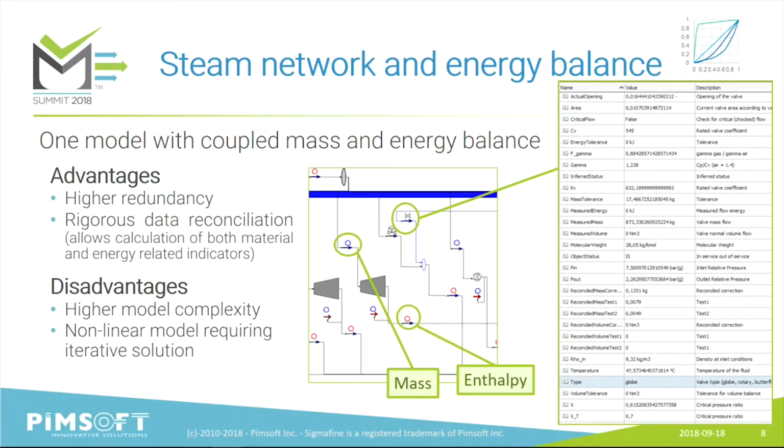Now the advantage of having a coupled or simultaneous mass and energy balance is we have a higher degree of redundancy. The more data we have to compare against one another, the higher our degree of redundancy and the more confident we can be in the system's reconciliation, which provides that rigorous calculation. Some of the challenges associated with that, obviously with more data and more calculations, we have a slightly higher degree of model complexity, right? And also an understanding that our balance is being solved iteratively instead of linearly.